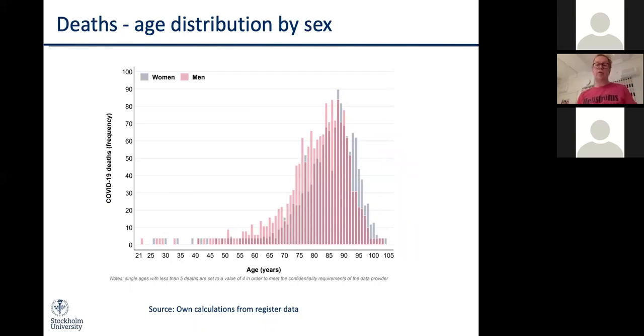And you can also, if you're a demographer, see that this distribution resembles a little bit the distribution of deaths by other causes of death during normal times.